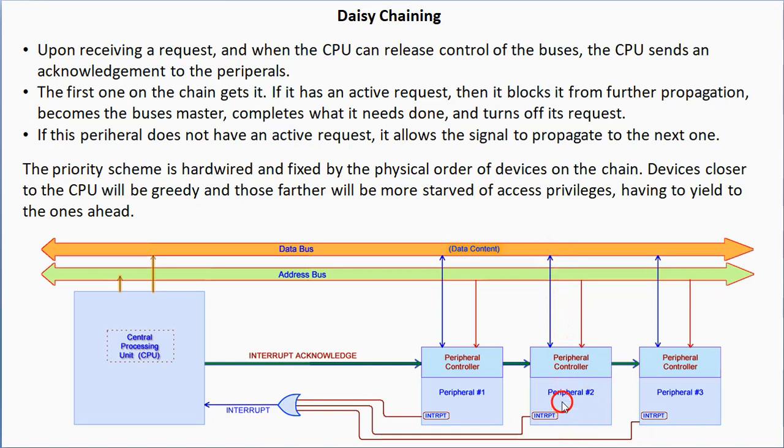The priority scheme with this method is hardwired and fixed by the physical order of the devices on the chain. Devices closer to the CPU will be greedy, and those that are farther will be more starved of access privileges because they have to yield to the ones ahead. These are the basic methods that are known in computer architecture as the basic I/O methods.